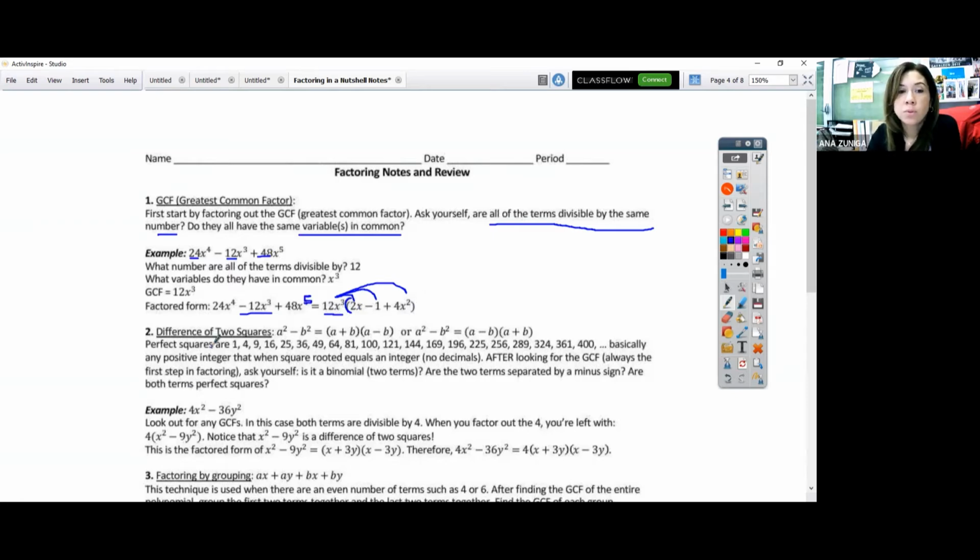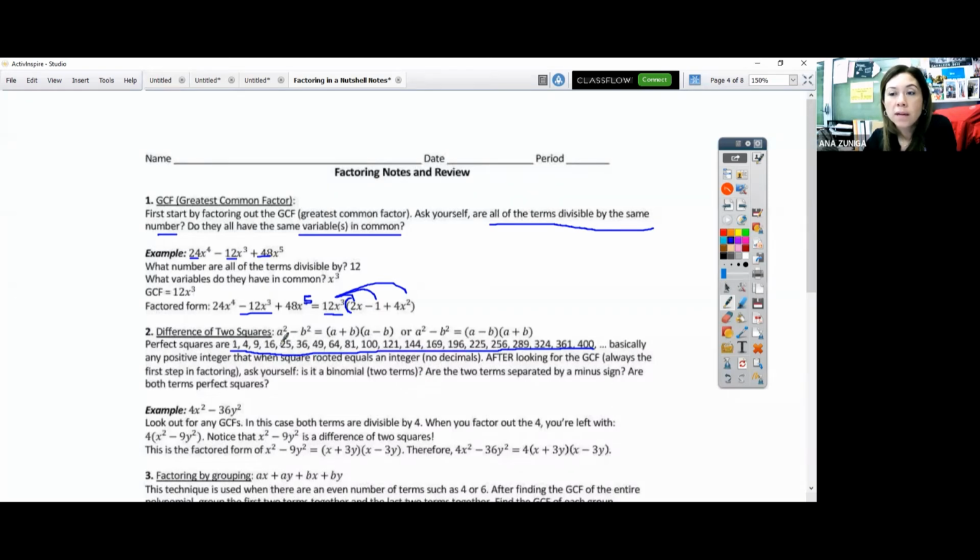Okay, difference of two squares. Difference of two squares is another type of factoring. You should be familiar with the perfect squares. If you don't know the perfect squares, it's going to be harder for you to recognize when you have the difference of two squares. It is called a square because 1 squared is 1, 2 squared is 4, 3 squared is 9, etc. So this goes 10 squared, 11 squared, 12 squared, 13 squared, etc.